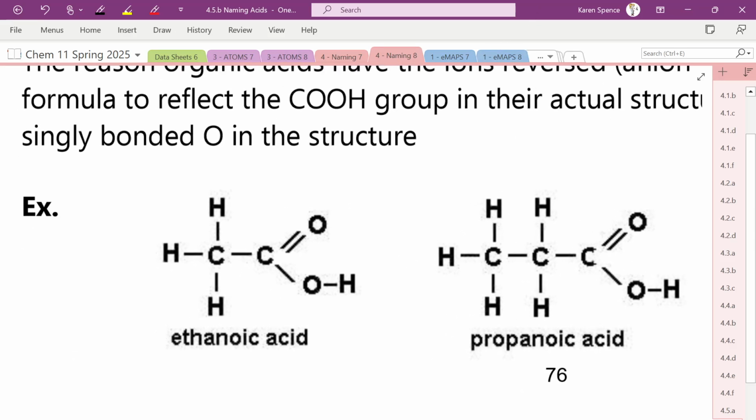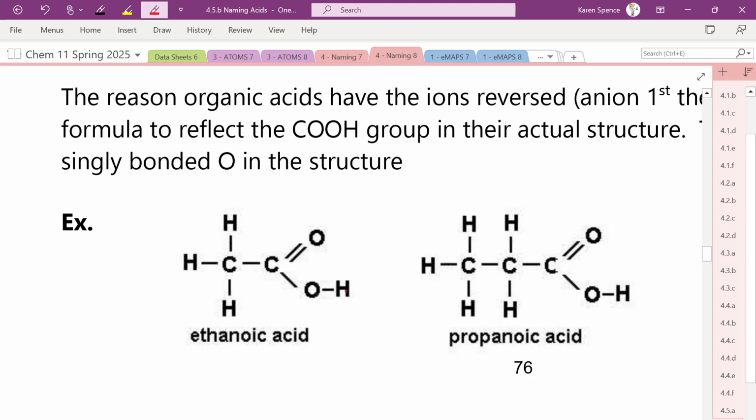So here is ethanoic acid. And this hydrogen right here is the H plus. Okay, there's a whole bunch of hydrogens in there. But that one right there is the H+. These hydrogens are not acidic, okay? They are bonded covalently to the carbon, and they don't come off in solution.